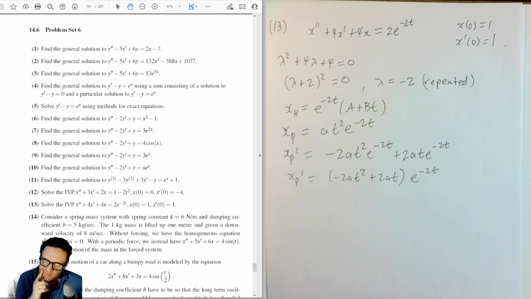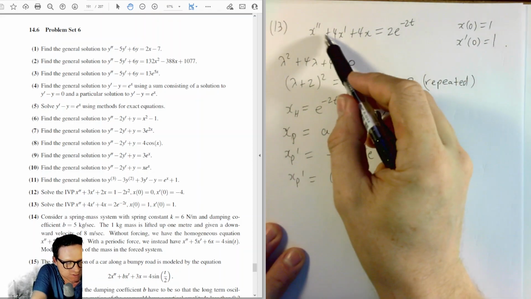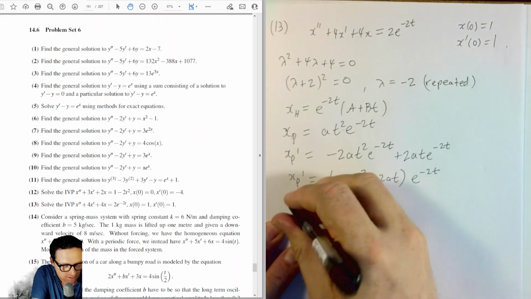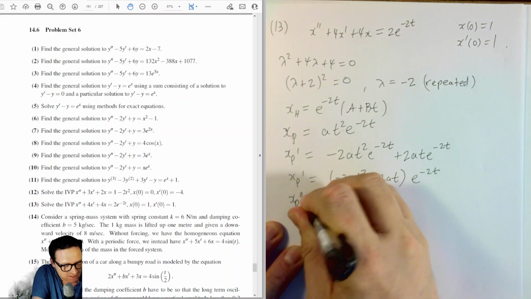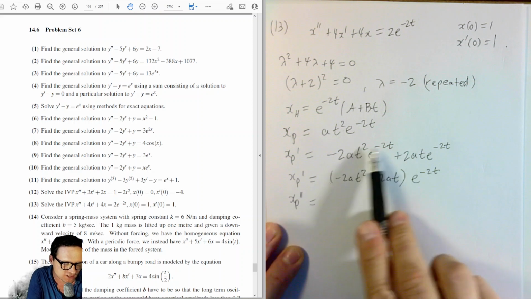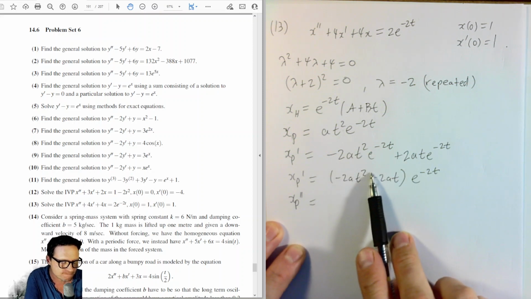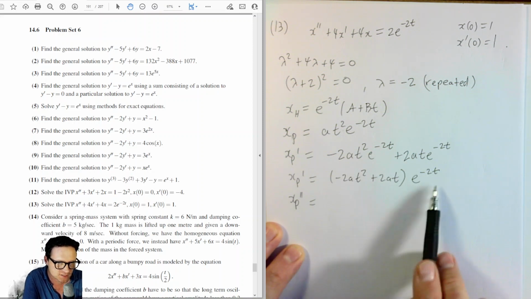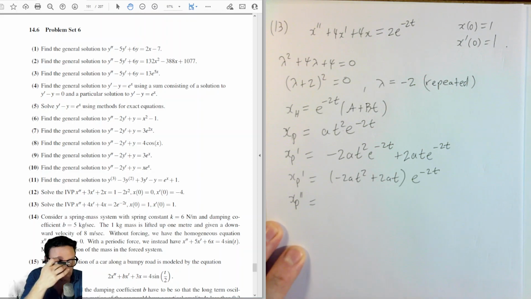That looks fine to me. All right, let's differentiate again because we need a second derivative to sub in here. So xp double dash is now just differentiating this. Actually, you know what? Let's use the product rule on this one.